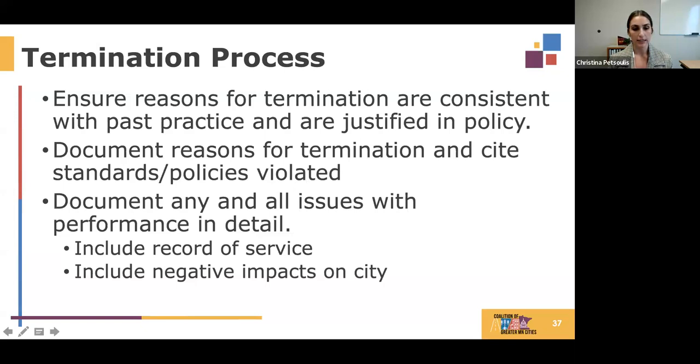And then the last thing, document any and all issues with performance in detail. So even though you think it might not be relevant, it's important if you're going through this termination process, list all previous issues, because ultimately they might be related anyway. So that includes the record of service, any past discipline, any written counseling. And then be sure to include the negative impacts on the city. That's another thing that judges will care about, is looking at, well, this really negatively impacted the public employer, and that's a big consideration in the decision to remove them.